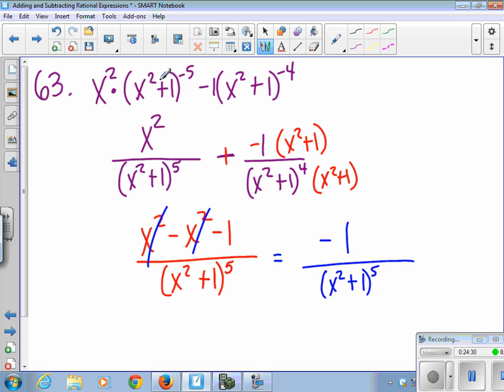So if you ever see a problem with negative exponents, this is how you'll do it. You'll just drop them to the bottom of whatever they're being multiplied by, and then find your common denominator like we just did.